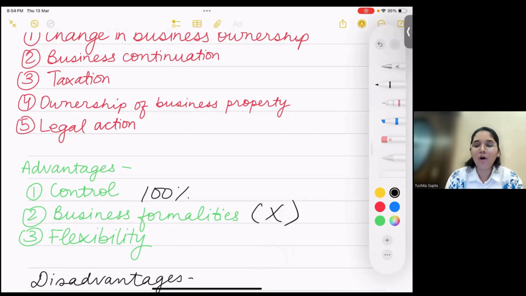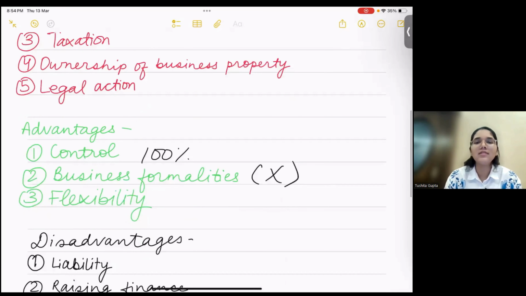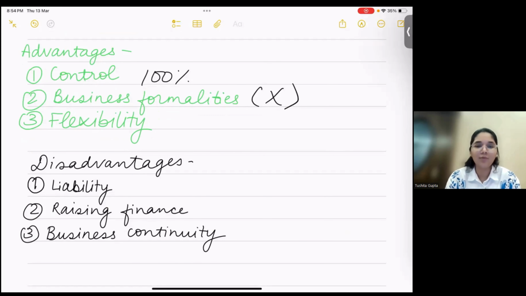Now we will move forward towards the disadvantages. Nothing in the world only has advantages. A coin also has two sides. So the second side is what we are going to talk about. We've spoken about all of the good things. Now let's talk about what could be bad when it comes to sole trading.